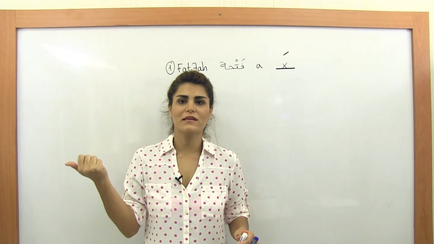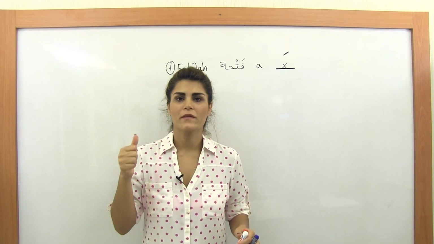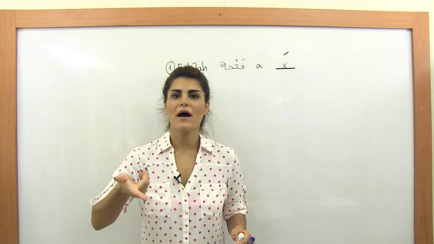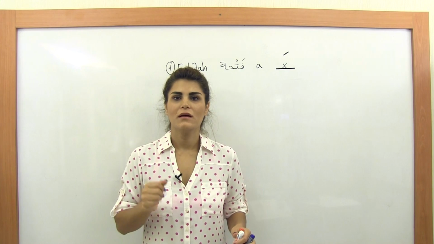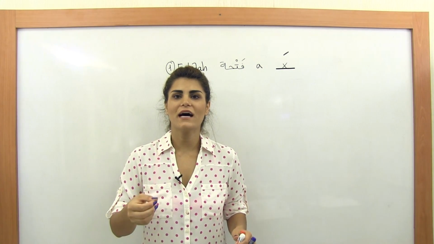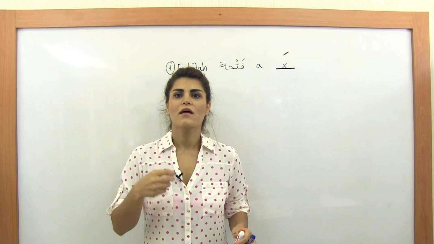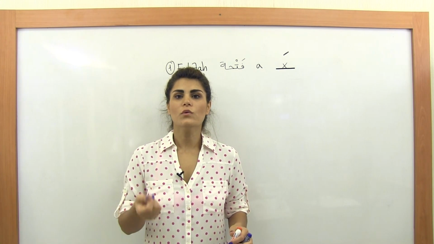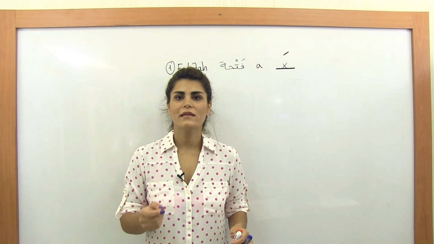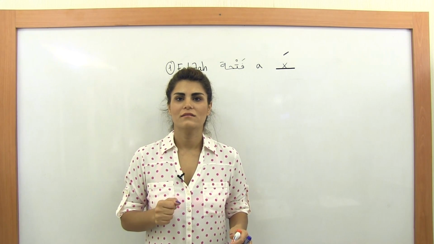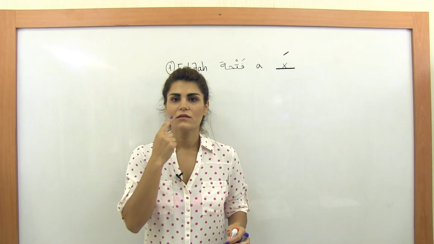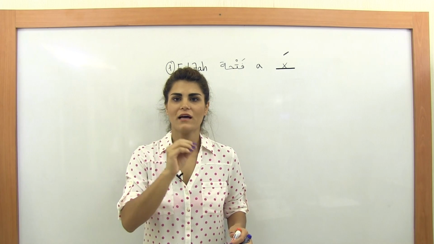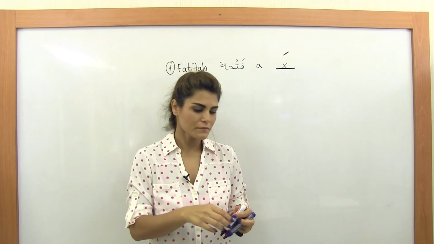So let's take some of the letters we learned previously. Letter ba, or b. With fatha, it becomes ba. Ta becomes ta. Tha. Noon, na. Ya. So as you see, I'm opening my mouth. Fatha is the open vowel.